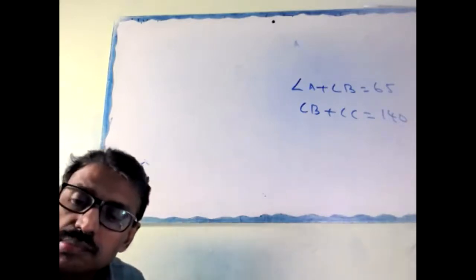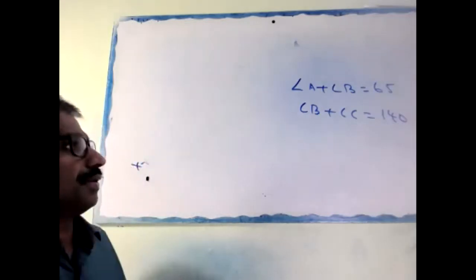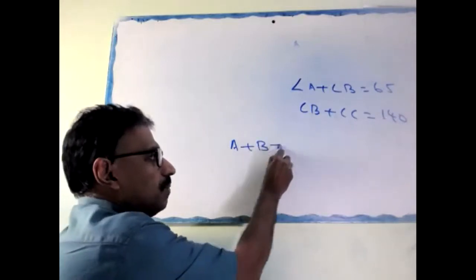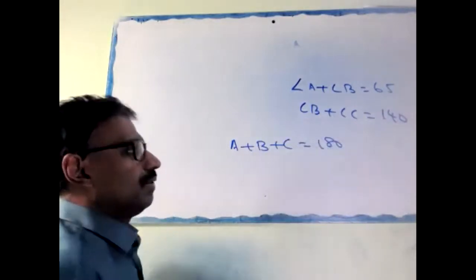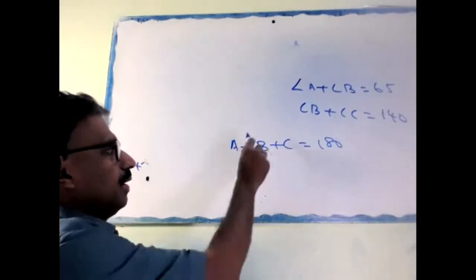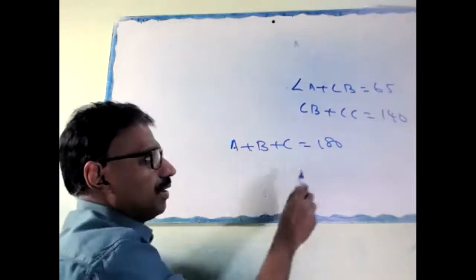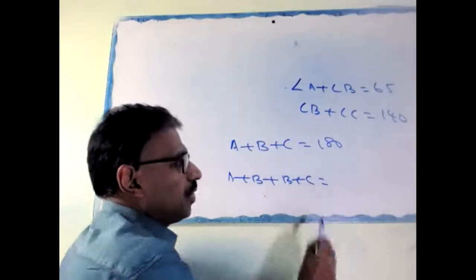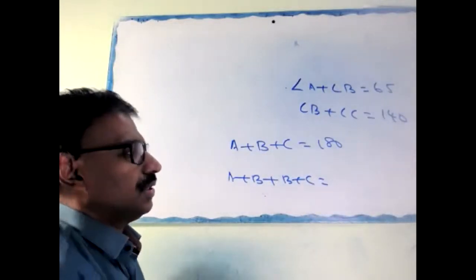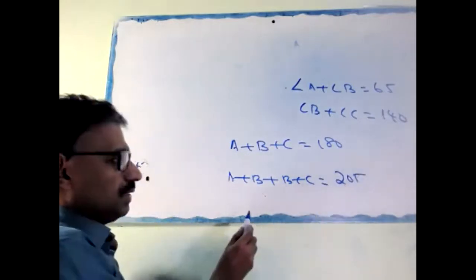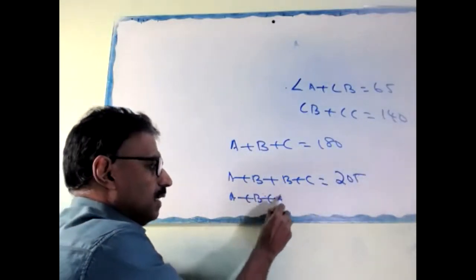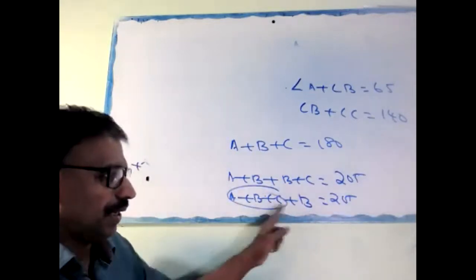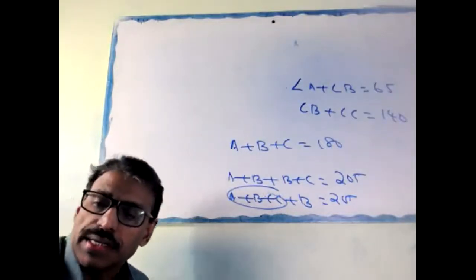Okay. Srikumar, look at here. Hey, come on. We know that A plus B plus C, how much? 180. Then A plus B plus B plus C equal to how much? 140 plus 65, how much? 205. Okay, in this, A plus B plus C, again B equal to 205. This is 180. So B equal to 205 minus 180.